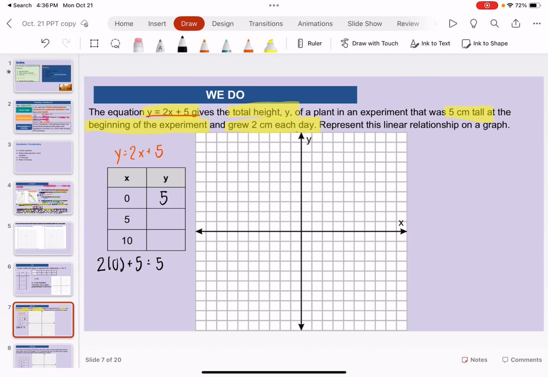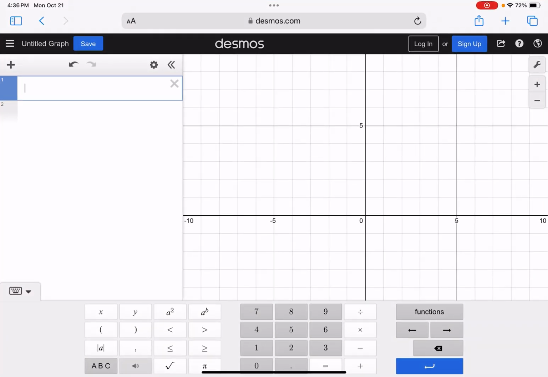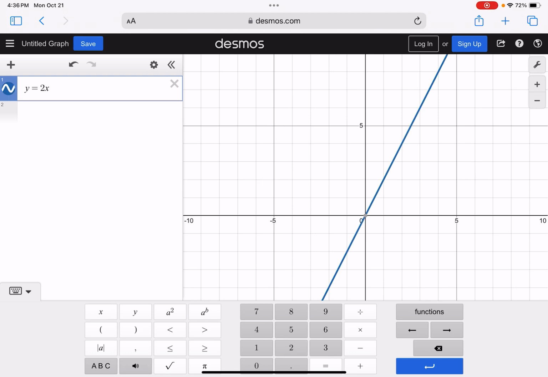Another way that we learned how to do this is on Desmos. So I'm going to go ahead and remind us how to do that. We can just type in the equation, which is y is equal to 2x plus the 5.